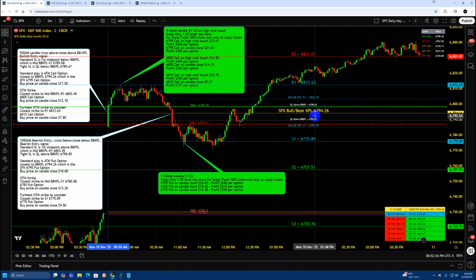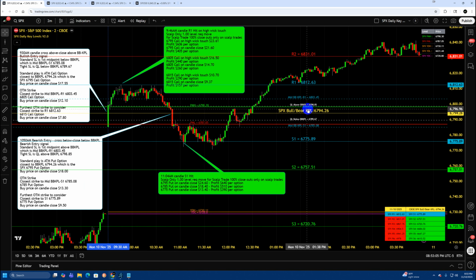The at the money is going to be based on the 67.94.26, so that's the 67.95 put in this case. Your tight stop loss is the QL above, and your standard stop loss is the first midpoint above, because this is a bearish trade. Standard play at the money put option, $67.95. Buy price on candle close, $18.